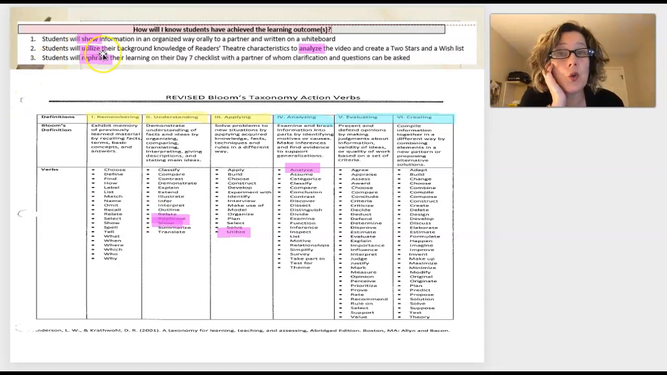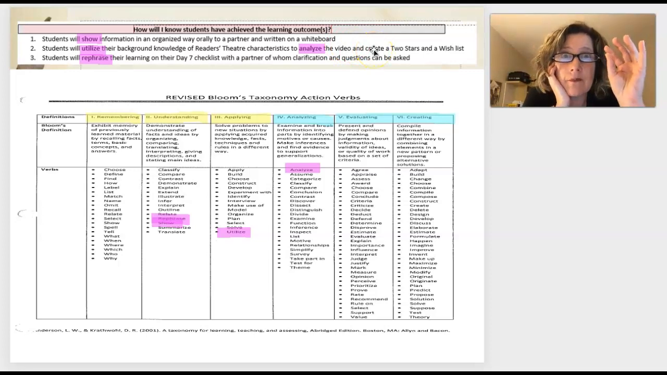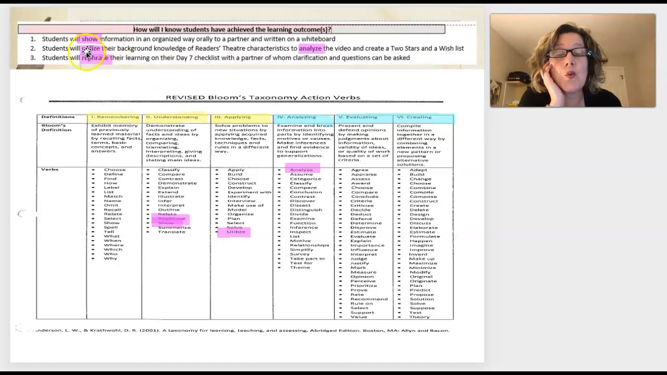Okay, students will utilize their background knowledge of Reader's Theater characteristics to analyze the video and create a 2 stars and a wish list. So they're utilizing background information, they're going to analyze a video, and then create a 2 stars and a wish. Can you picture it? You should be able to picture it. Right? And finally, students will rephrase their learning on their day 7 checklist with a partner of whom clarification and questions can be asked. So again, here it is, rephrase, show, utilize, analyze.